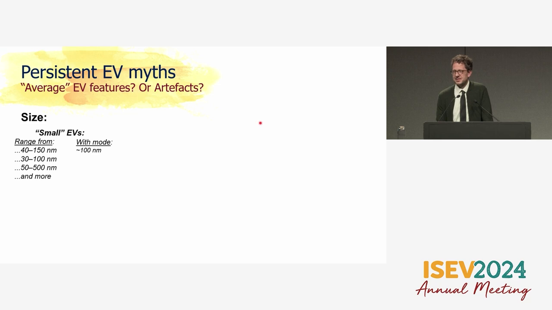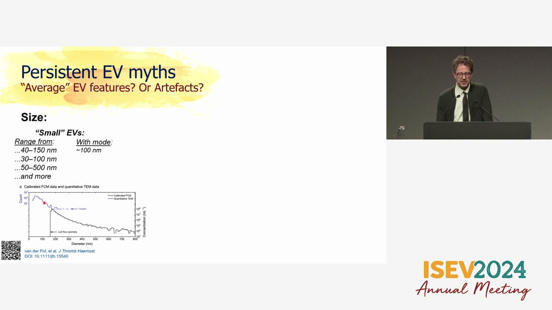And then the size, this is another persistent myth. If you look at any papers, everyone's confused. If I look at my own papers from the past 10 years, I don't think I used the same size range once. So they're 40 to 150, they're maybe 30 to 100, maybe 50 to 500. Most people agree that the mode is 100, which now we know is not true.